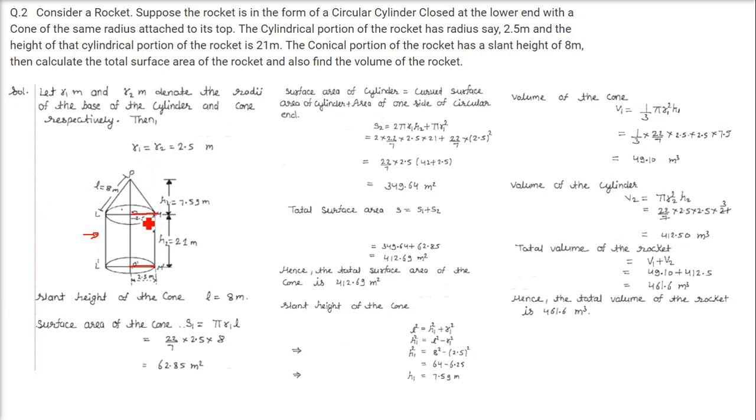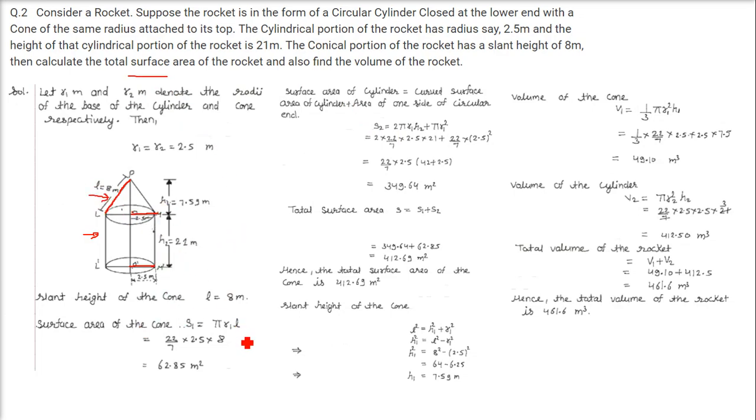And the height of the cylindrical portion of the rocket is 21 meters. So this height is 21 meter. And the conical portion of the rocket has a slant height. This slant height is given as 8 meter. So we have to calculate the total surface area of the rocket and also find the volume of the rocket. So we have the radiuses, and then we need to find out the height also, because this height is important. Otherwise we will not be able to find out the volume. Because the slant height is given, we'll start with the total surface area.